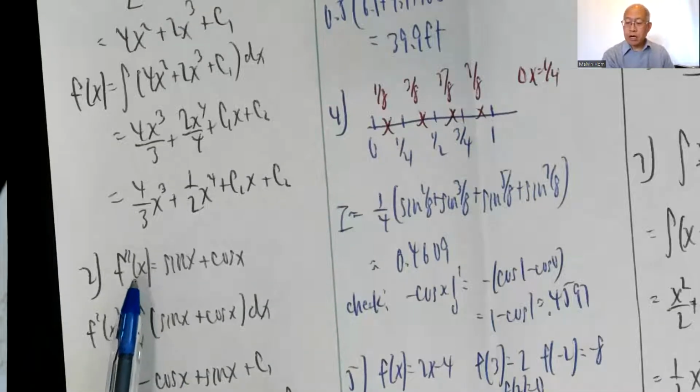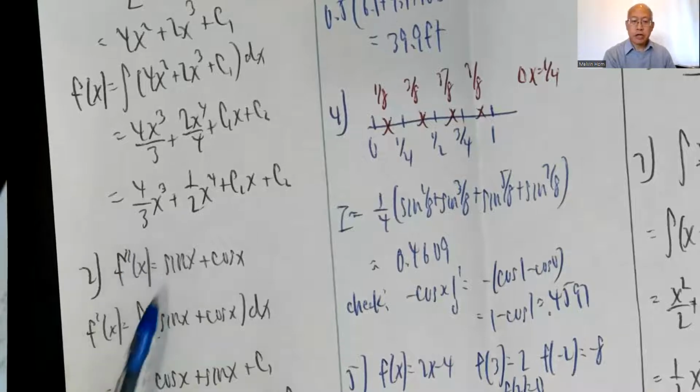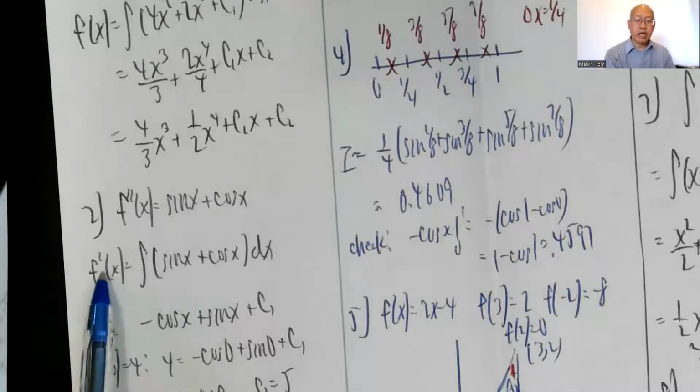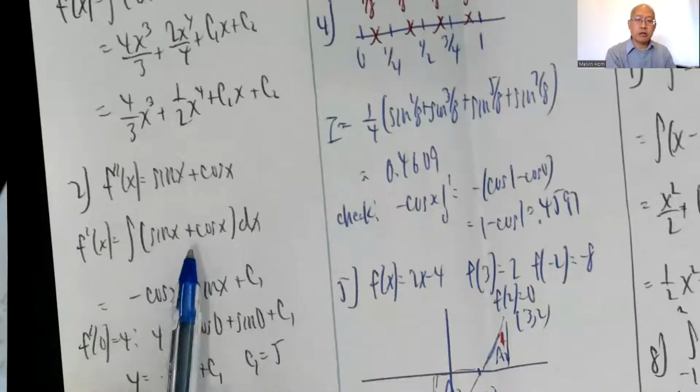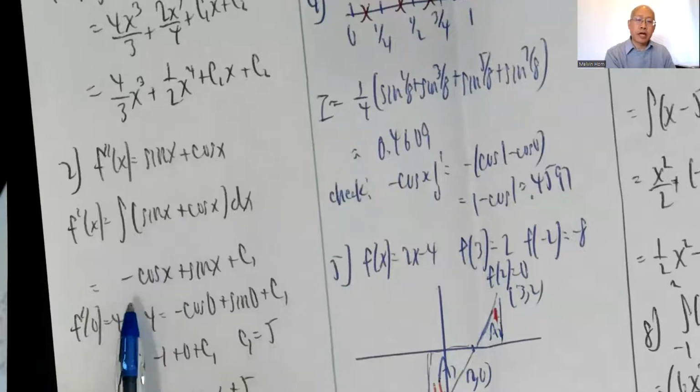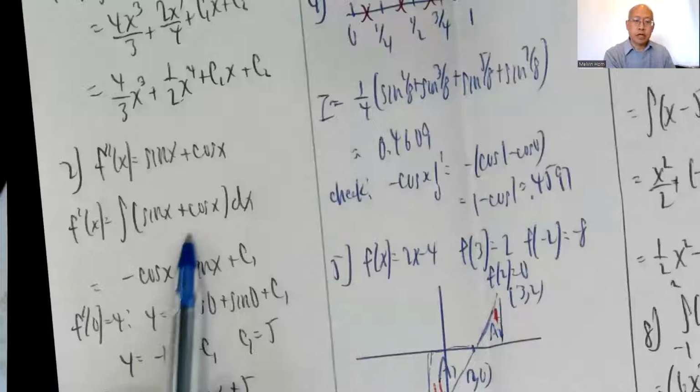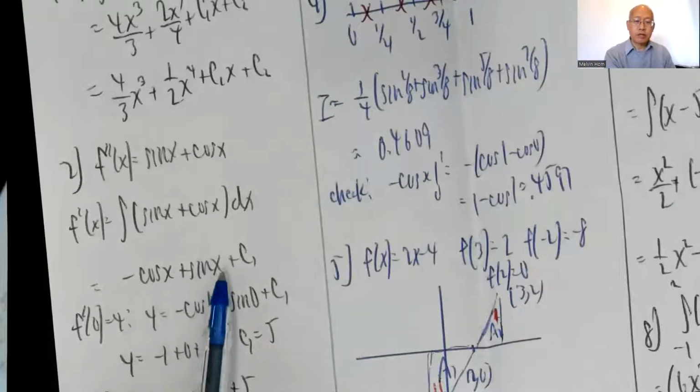Number 2, f double prime is sine x plus cosine x. So integrate once to get f prime of x. Integral of sine x plus cosine x. Integral of sine is negative cosine x. Integral of cosine is sine. Plus sine x plus c1.